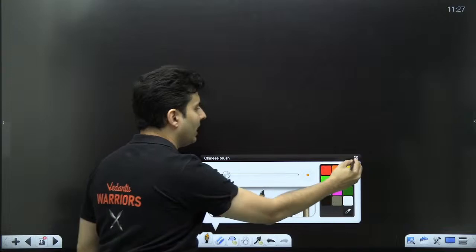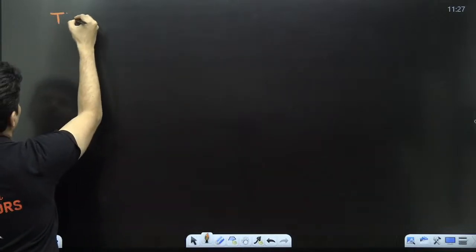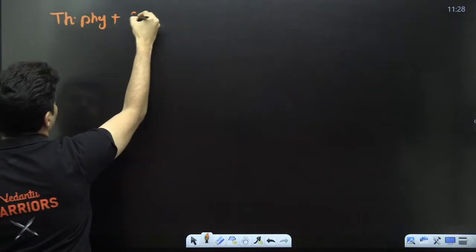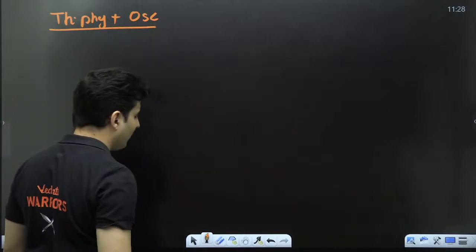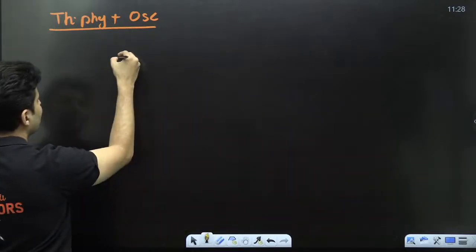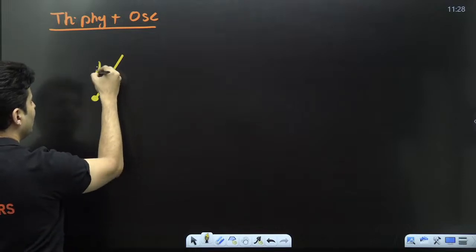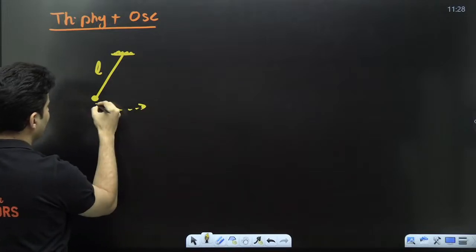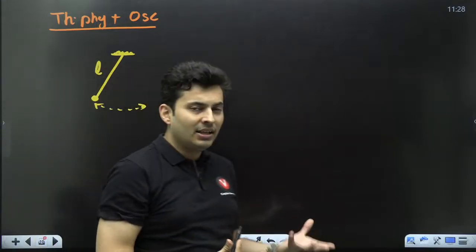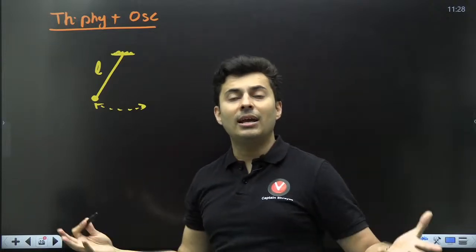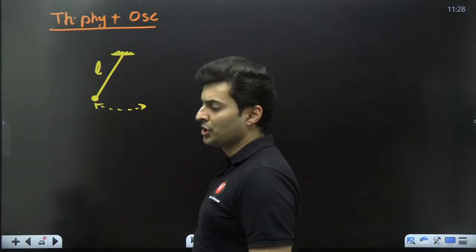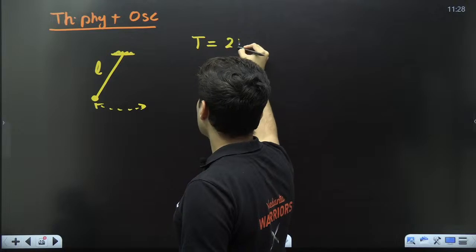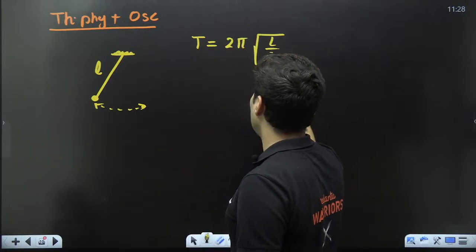Then you can also combine thermal physics plus oscillations as well. This chapter can be combined specifically with regards to pendulum related questions. These are very, very common. There is a pendulum of certain length L given and it is right now having some time period of oscillation. So when you heat it, the length of the pendulum changes, so the time period will also change. This is the most common question which you can probably get. So we know that the time period of a simple pendulum is 2 pi root L by g.